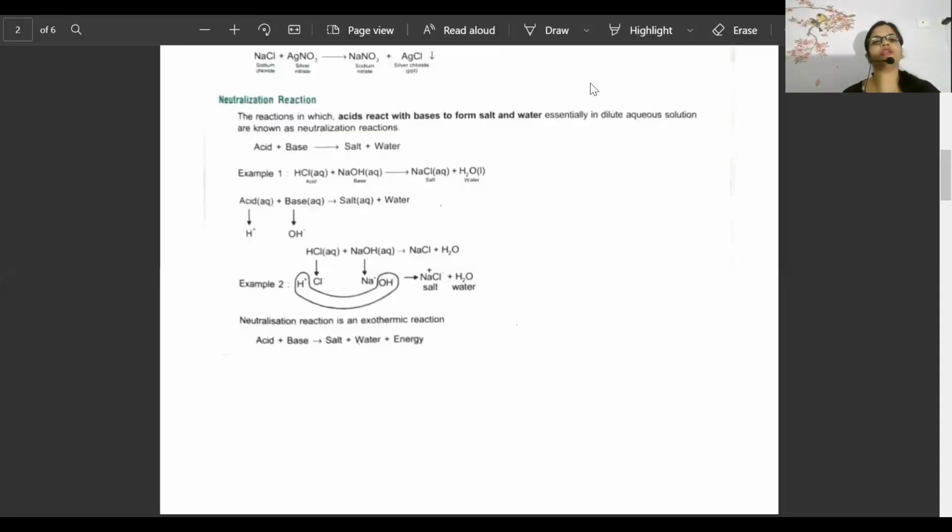Today we are going to study neutralization reaction first. So we are doing chemical reaction and equation. In that, today we are going to first study what is neutralization reaction, and some parts of neutralization reaction.